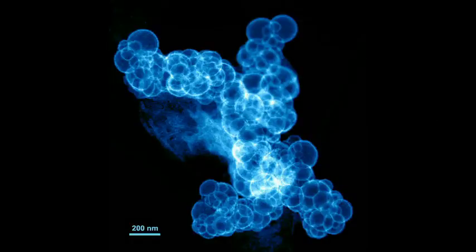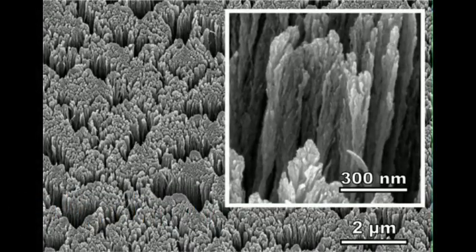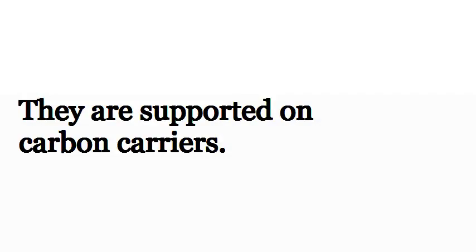The metal catalysts used include platinum and palladium, referred to as platinum group metals or 2 noble metals. These two catalysts are most frequently used because of their outstanding activity in reduction of a wide range of functional groups at low hydrogen pressure, and they have efficient recovery, which is important to control costs in manufacturing. They are usually supported on carbon carriers.